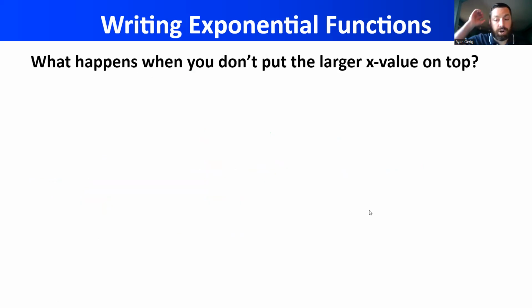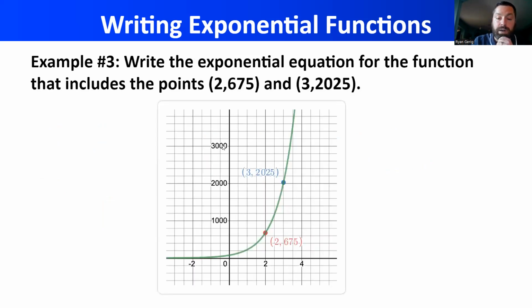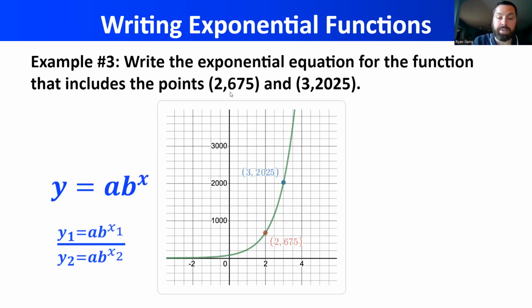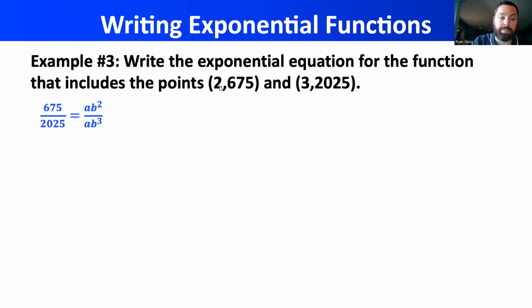All right, so I put the larger x value on top in that previous problem, and I said it's a good habit to get into. Let me show you why. You can do it the other way, but things get a little tricky at the beginning. So let's just do this problem here. Okay, let's say I start with the smaller x value, put that one on top. So 675 equals ab to the second. In the second point, I make 2025 equals ab to the third.